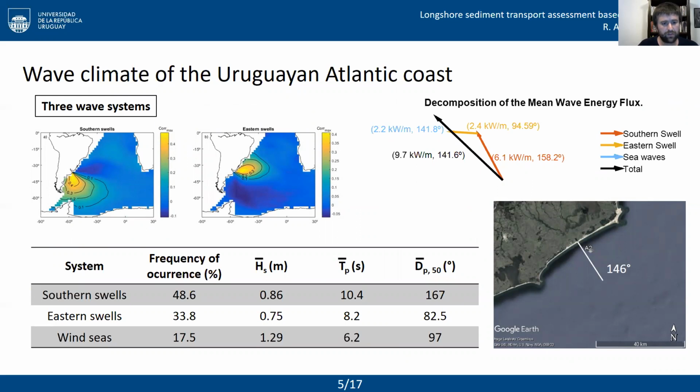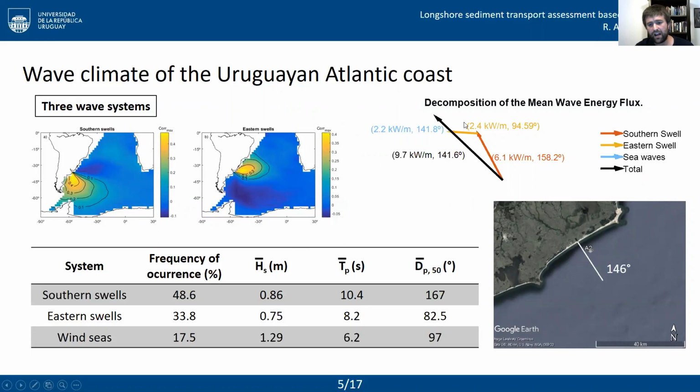The systems that we call eastern swells are generated in this part of the South Atlantic Ocean. They are mostly generated by the anticyclone related with the semi-permanent high of the South Atlantic Ocean. The other group of swells, the southern swells, are generated in these zones, mostly by the extratropical cyclones that develop in these zones.